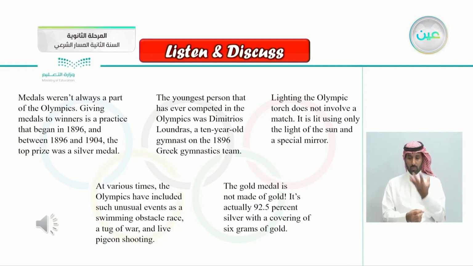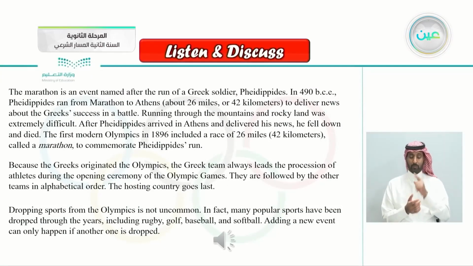At various times, the Olympics have included such unusual events as a swimming obstacle race, a tug-of-war, and live pigeon shooting. The gold medal is not made of gold. It's actually 92.5% silver with a covering of 6 grams of gold. The marathon is an event named after the run of a Greek soldier, Phidippides. In 490 BCE, Phidippides ran from Marathon to Athens, about 26 miles, or 42 kilometers, to deliver news about the Greeks' success in a battle.